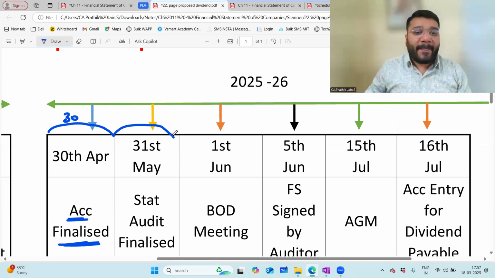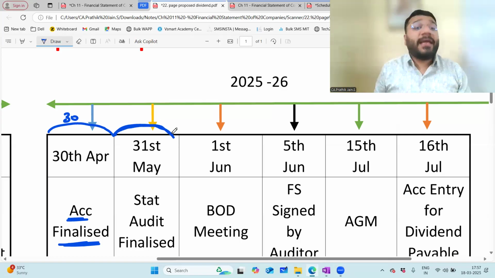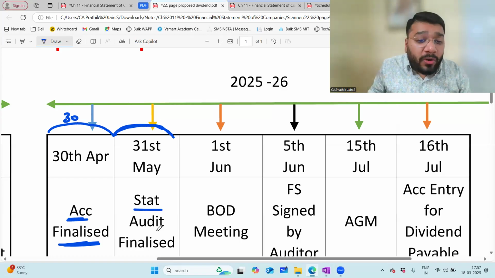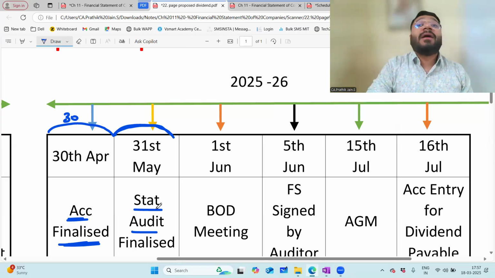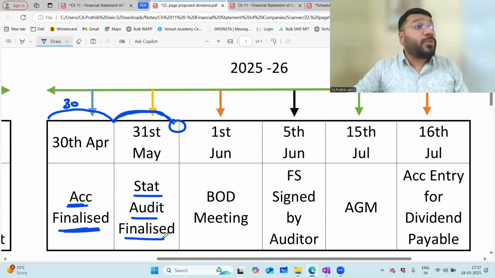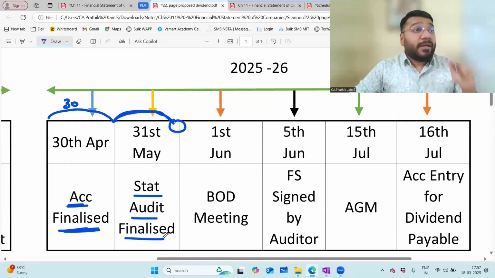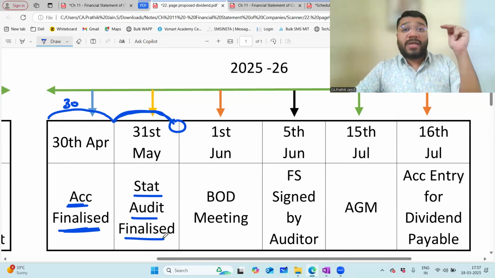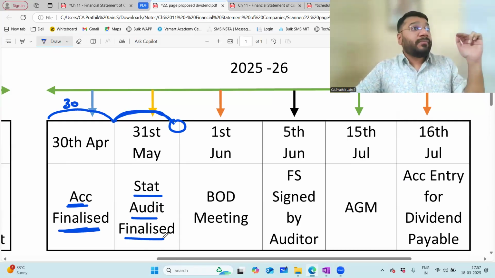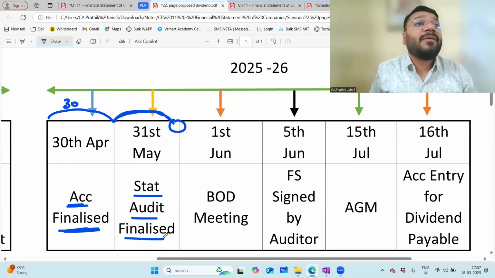articleship period. So here from 1st May to 31st May, what are you carrying out? You're carrying out statutory audit, which is a compulsory norm as per Companies Act 2013. So 31st May, the audit is finalized. Audit is finalized means what? The articles have completed their audit. The boss of those articles has done the review. Now, the boss of that CA is yet to sign the document.